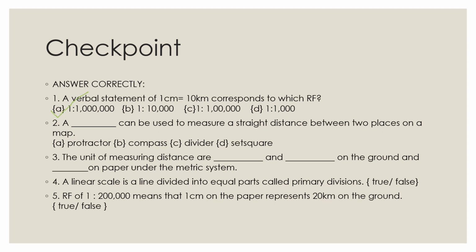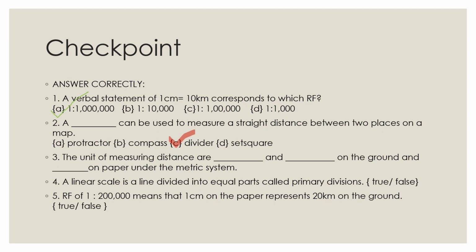Here we go. Then we come to the second question. A dash can be used to measure a straight distance between two places on a map. So here we got to know that we can use a divider, because in the options there is not written the strip of a paper. So the correct answer here would be divider.